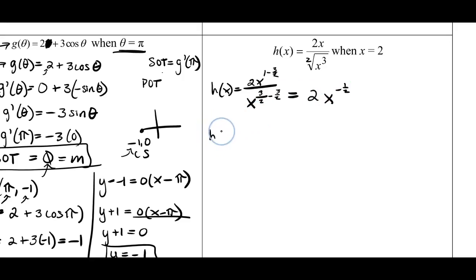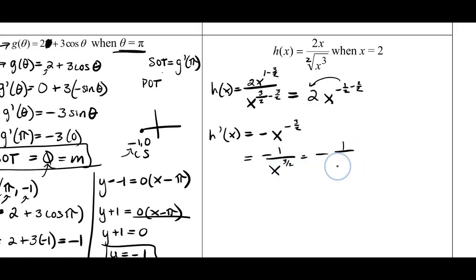I can take the derivative in order to start finding the slope of my tangent line. The derivative, when I bring this down, negative 1/2 times 2 is negative 1. x reduced by 1 is to the negative 3/2. And then I can rewrite this now into our radical form. Move my x back to the denominator. Negative 1 over x to the 3/2, or negative 1 over the square root of x cubed, where the 3 is kept and there's an understood index of 2.